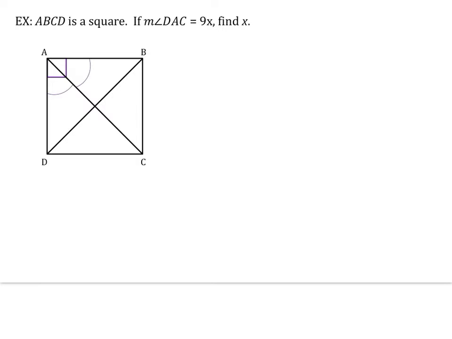If the measure of angle DAC is 9x, find x. So our equation is 9x equals 45. Then we solve for x by dividing by 9 on both sides, and we get a result of x equaling 5. Sorry about that. The screen said y equals 5, so I just fixed it to say x equals 5.